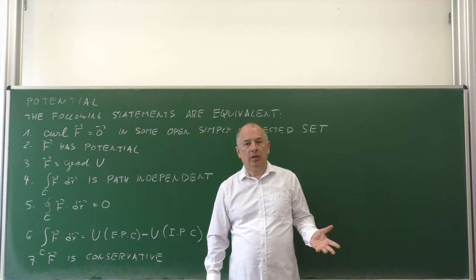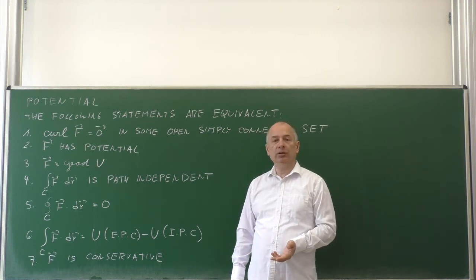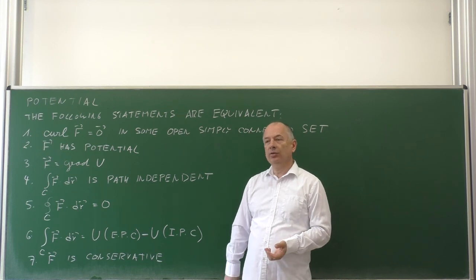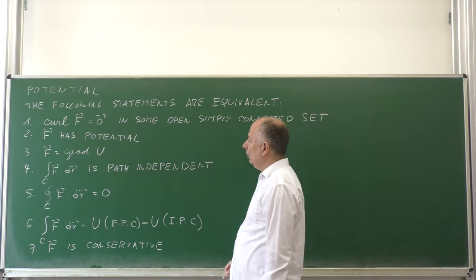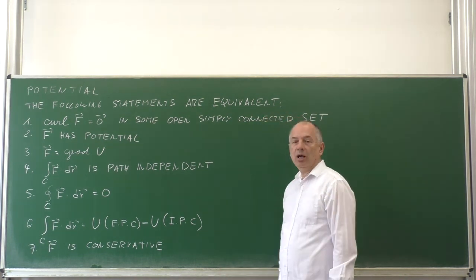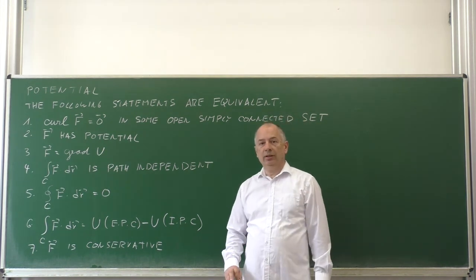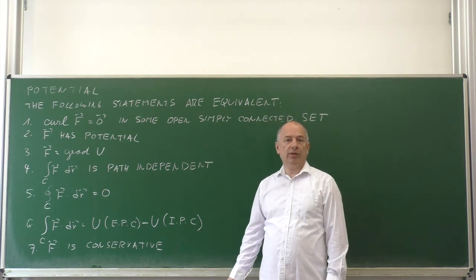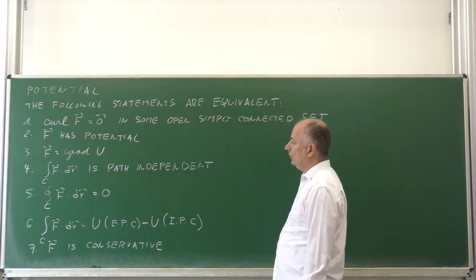We were talking about line integral, about conservative vector field, about potential. Let us summarize these results into the following sort of theorem. The following 7 statements are equivalent. In the sense, if one of them is true, then each of them is true, and vice versa. If one of them is false, the others are false as well.